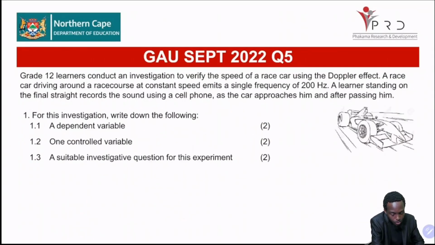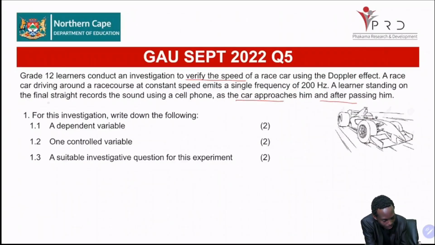The next question that I want us to look at is adapted from the Gauteng September 2022 question paper, and we're going to look at their question 5. It says grade 12 learners conduct an investigation to verify, so they are verifying the speed of a race car using the Doppler effect. A race car driving around a race course at constant speed emits a single frequency of 200 hertz. A learner standing on the final straight records the sound using a cell phone as the car approaches and as the car passes him, right?